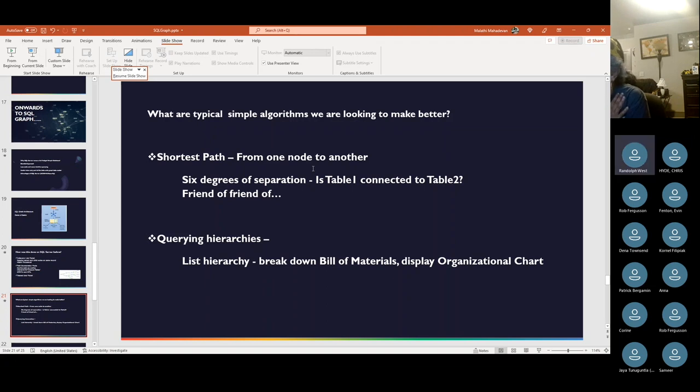I don't see any hands up, but I did steal that question earlier about the query plan. Evan was going to ask that, but I asked it instead.